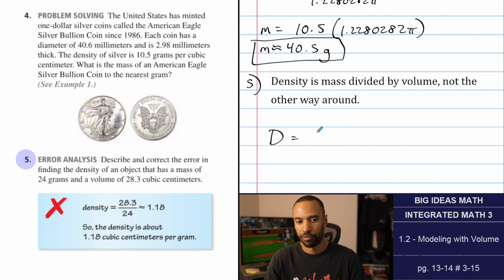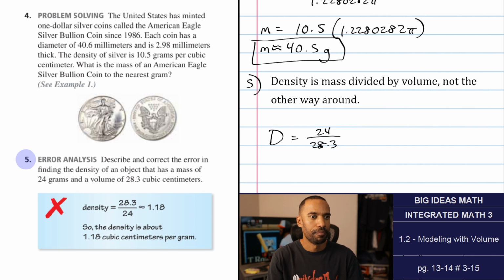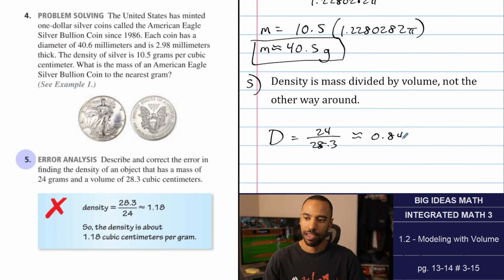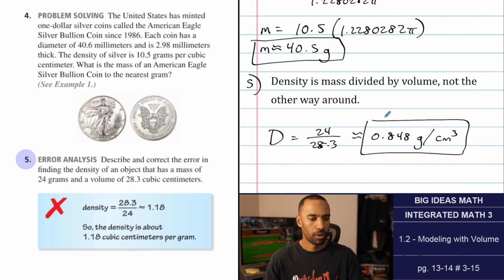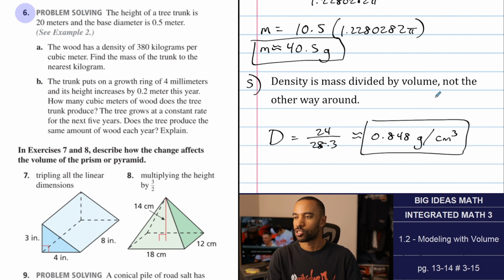It's not that they miscalculated, they just have their formula backwards. So if the mass is 24 grams and the volume is 28.3 cubic centimeters, we flip it. This is going to be a number less than 1: 0.848 grams per cubic centimeter. What was this even of? Oh, just objects, they didn't say. Okay, that's it.